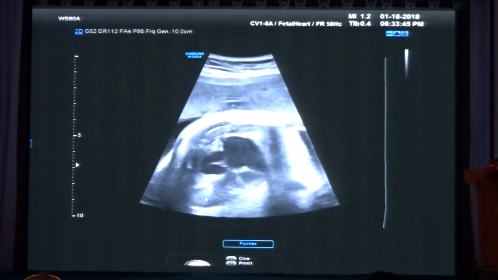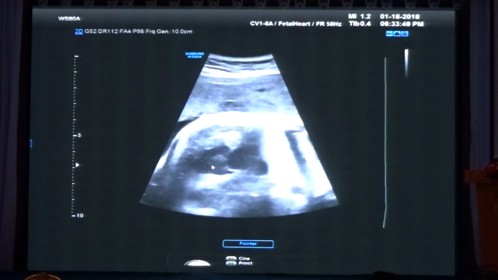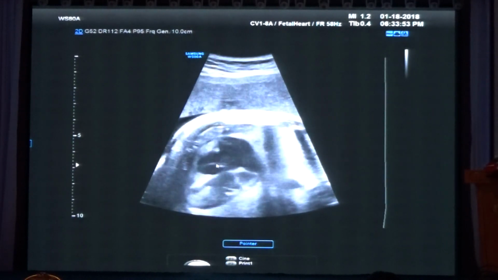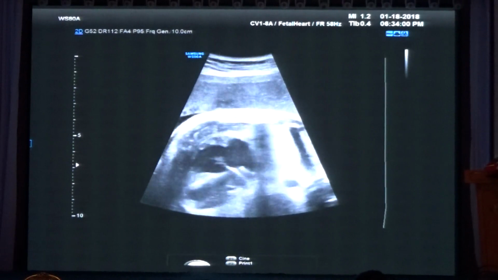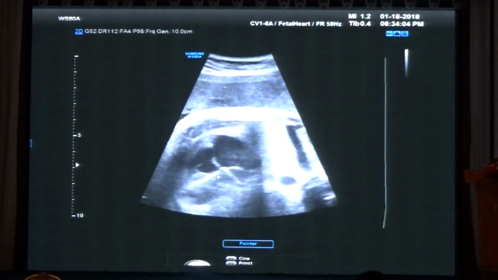We have this bright mass in the apex of the left ventricle. This is the right ventricle. Which leaflet is this one here? This is the anterior leaflet of the tricuspid valve, and this is the tricuspid leaflet.